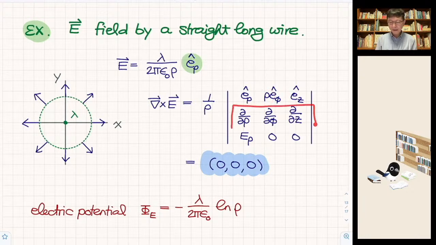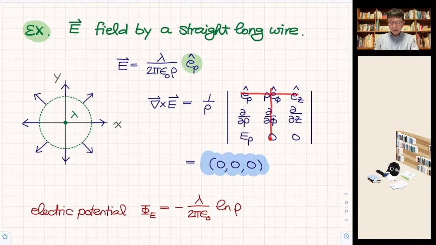The second row is just partial derivatives with respect to the variables, so it's d/d rho, d/d phi, d/dz. Also easy. The third row is h times the corresponding vector component. But since it only has the E rho component, you only get E rho here, and all others are 0. So let's compute the curl term by term. The first one, computed along the rho direction, should be trivial. That's 0.